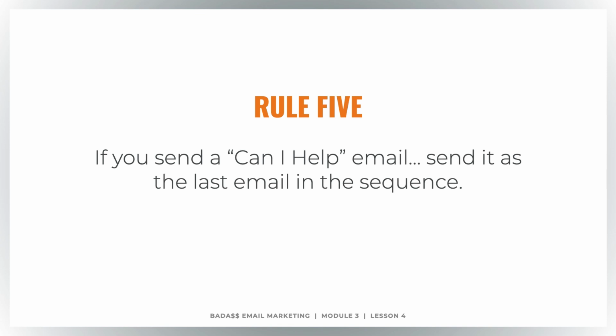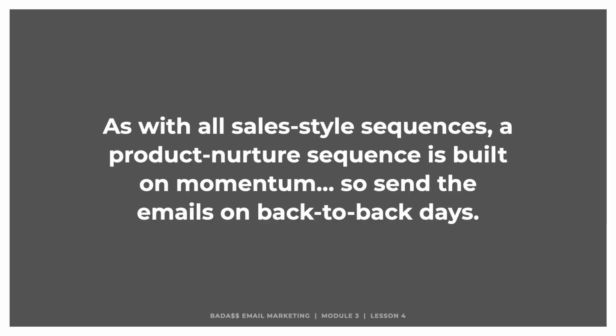So those are the rules for sequencing and setting things up in order. Now, as with all sales style sequences, a product nurture sequence is built on momentum. And so you want to send the emails on back-to-back days. So this means if you're going with a 3 email sequence, it's going to be over 3 days, no more than 3 days. You might even do it a little bit more frequently. For example, if you have a Tripwire offer and they only have 48 hours from the time they land on the page until they have to do it, you have to pack all of that into that time frame. So you just want to make sure that you fit it within that 48-hour time period.